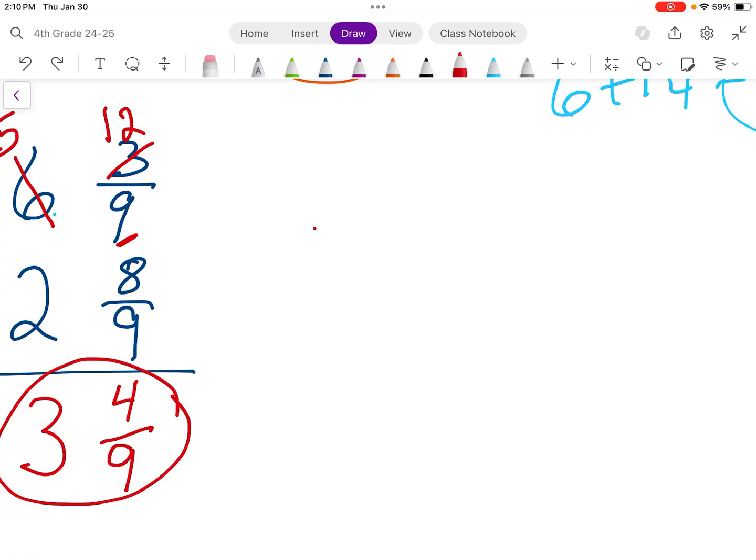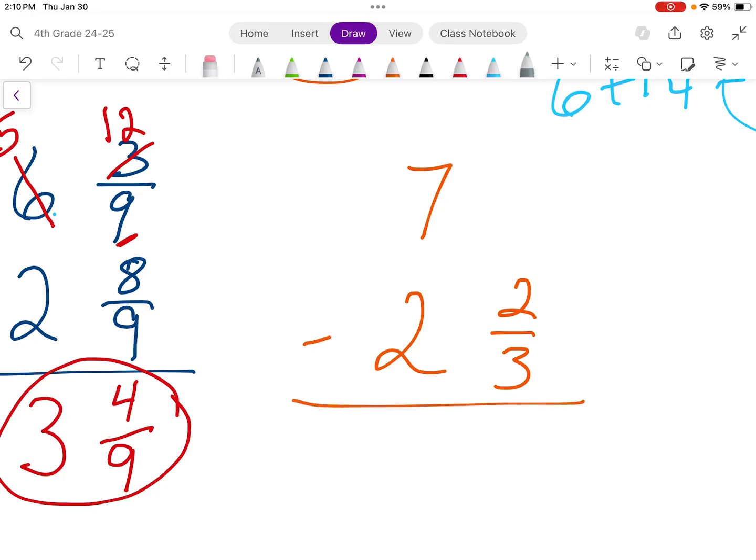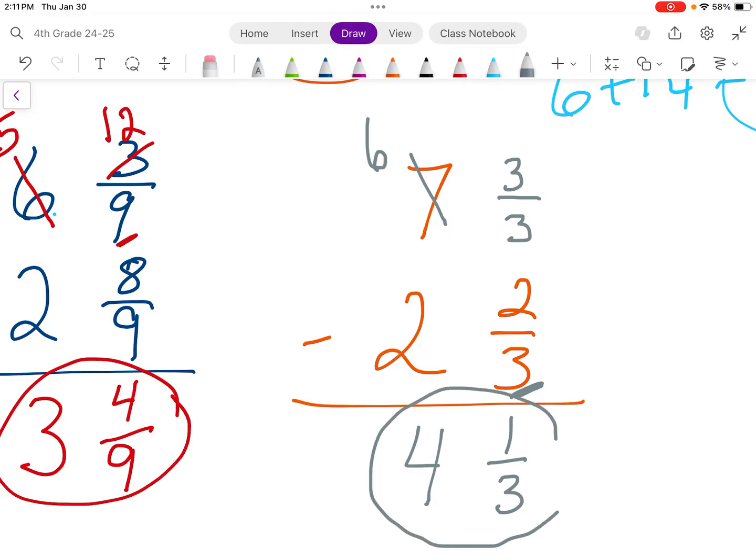And our last example for subtracting is going to be 7 minus 2 and 2/3. On this one, I can't take 2/3 away from nothing, so I'm going to borrow from my whole number of 7, make that a 6. Since the denominator down here is a 3, that is what I'm going to use as my denominator up here. And then to make it one whole, my numerator is going to be 3, so it'll be 3/3. And now 3/3 minus 2/3 is equal to 1/3. 6 minus 2 equals 4. So my answer here is 4 and 1/3.